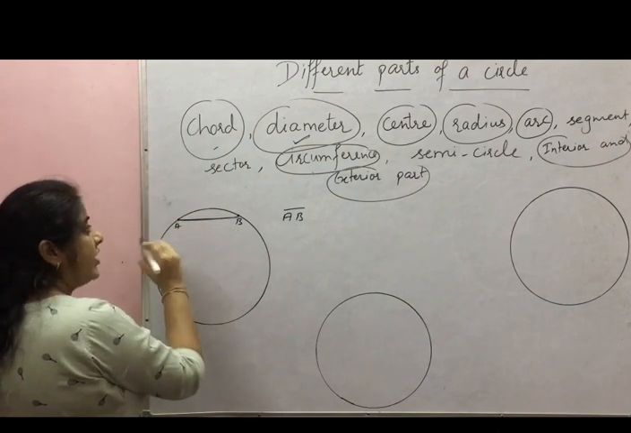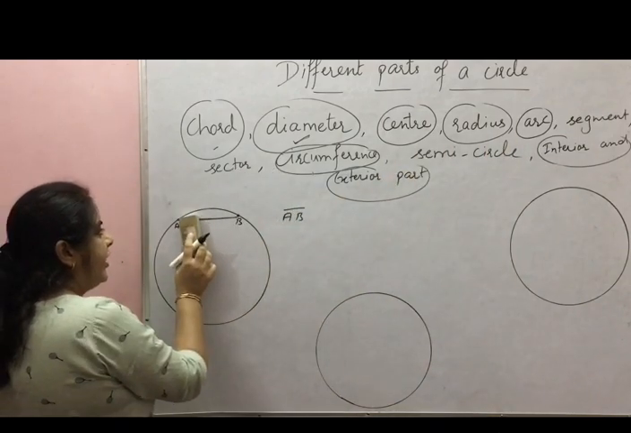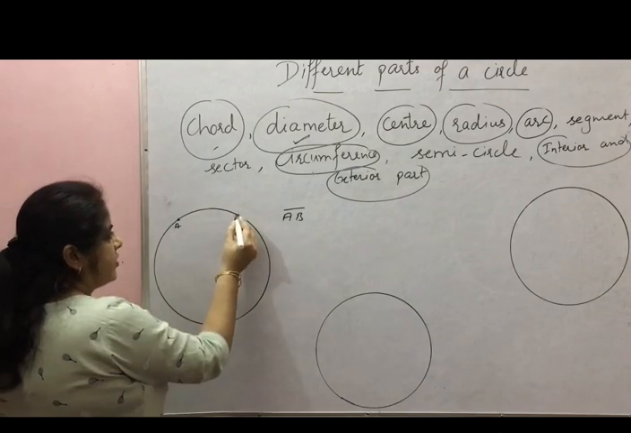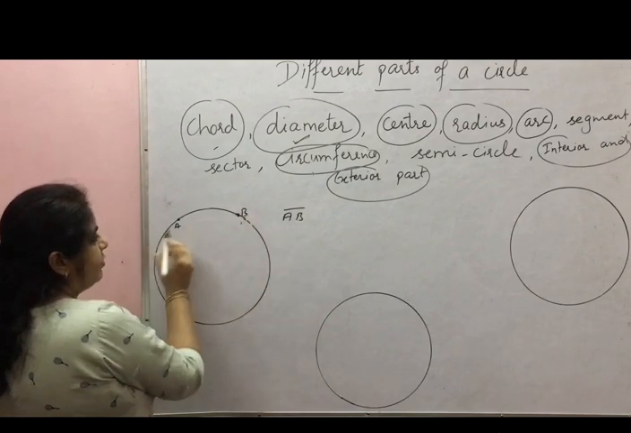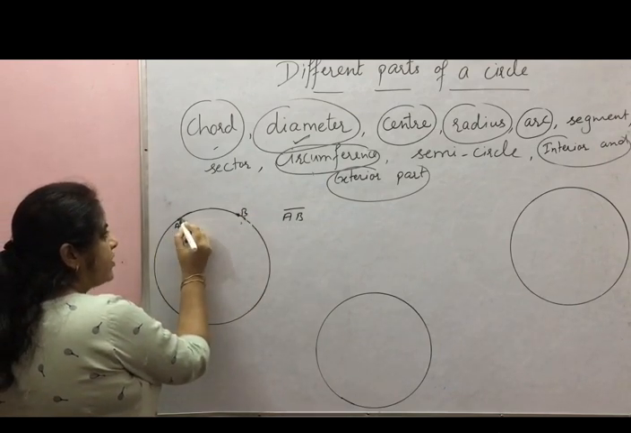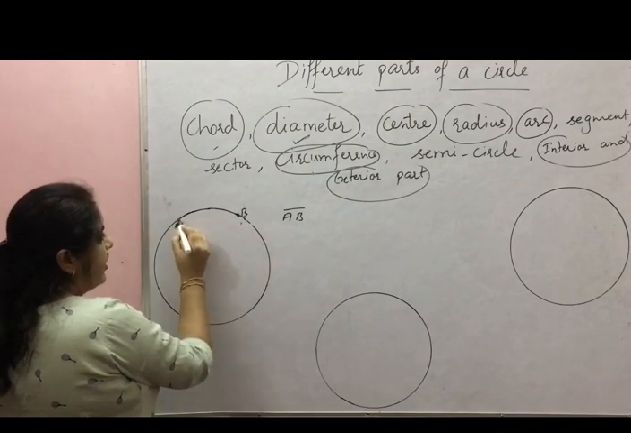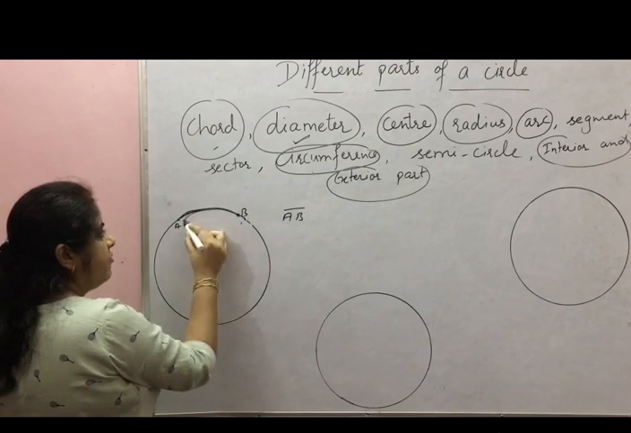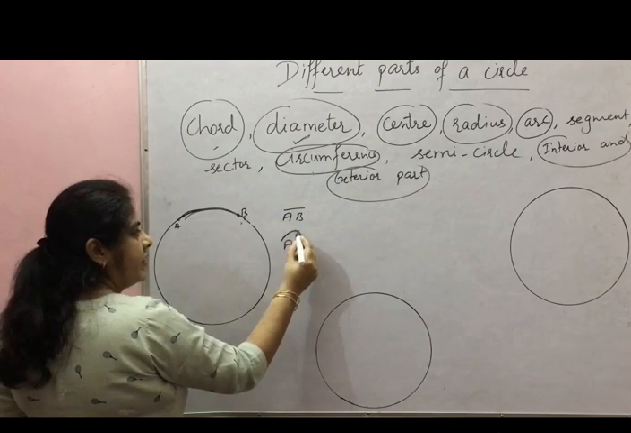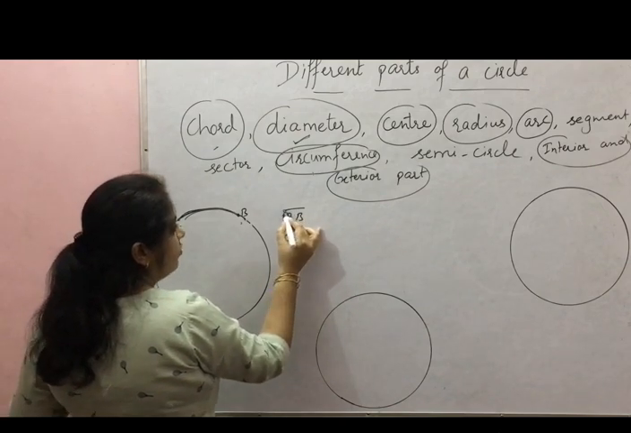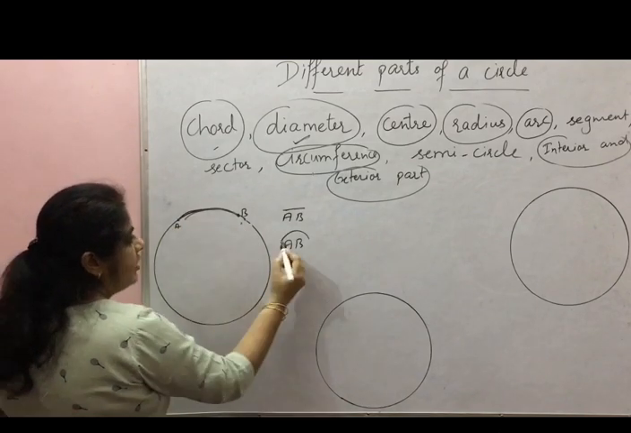But what is the arc? Arc means joining any 2 points on the circle, meaning a portion of the circumference. Just suppose this is point B, this point is A. We are taking a portion of the circle, not this line segment. We are taking the part of the circumference joined by 2 points. So we represent it like this. When we are representing the chord, we put this sign. But when we are representing the arc, we put this sign.